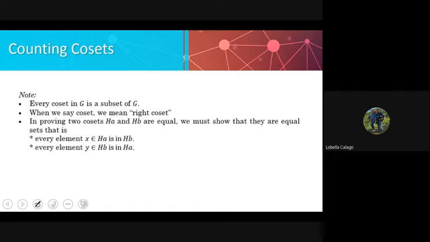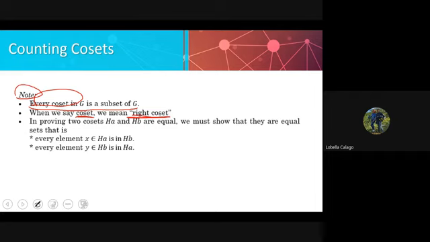Okay, so we have here a note. Every coset in G is a subset of G. Yung nakita natin na ang coset ni H, yung mga element doon is a subset of G. When we say coset, we mean right coset. Pero pag sinabi natin get or find the left coset and the right coset, may binigay siyang kung ano yung kukunin natin. Pero pag coset lang, it automatically means right coset.